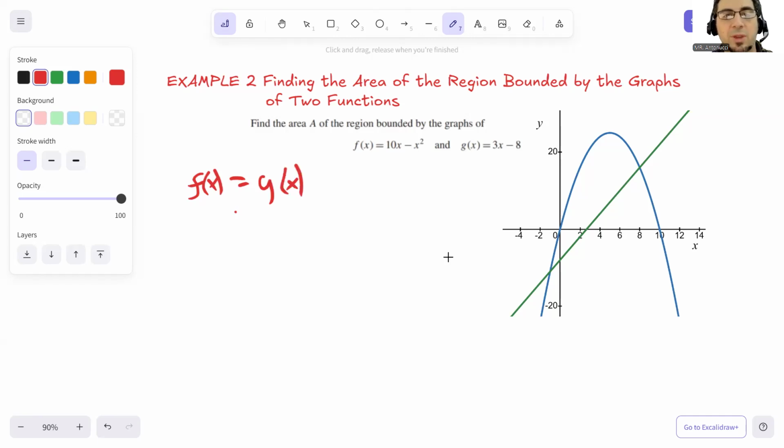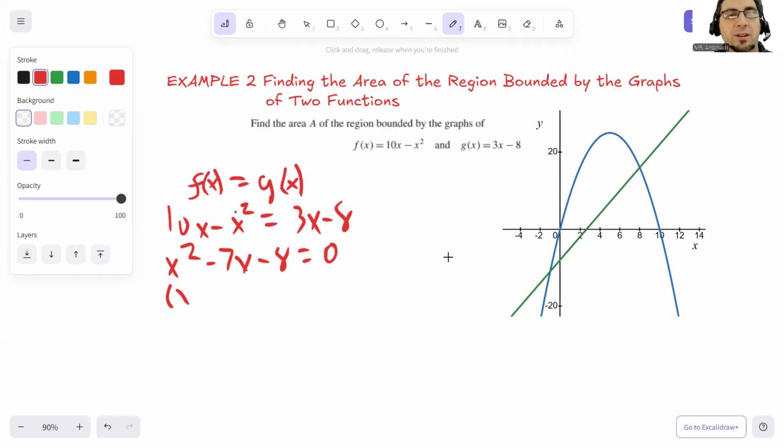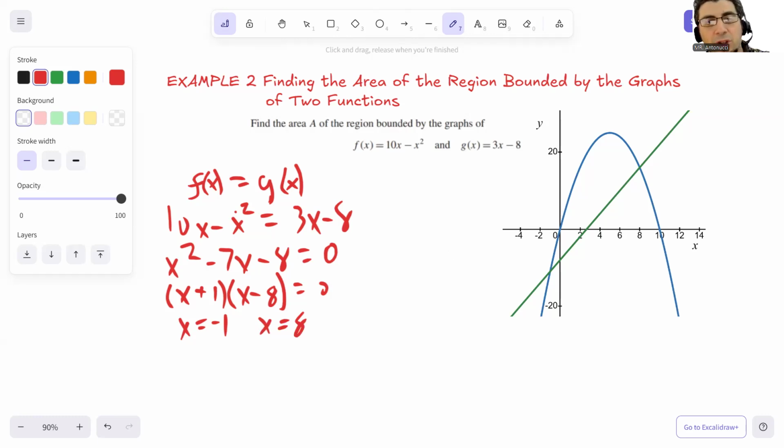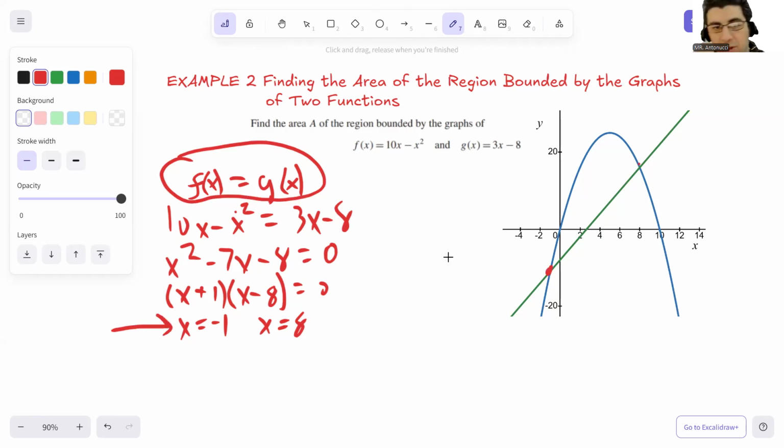Okay, so in this case, we can actually do it. So you have 10x minus x squared equals 3x minus 8. You set that equal to 0, you'd have x squared minus 7x minus 8 equals 0. We could factor into x plus 1 times x minus 8, and then you would have x equals -1, x equals 8. So if this was a free response question, I would have to show the setup of the equation and the limits of integration here if they don't explicitly give them to you.